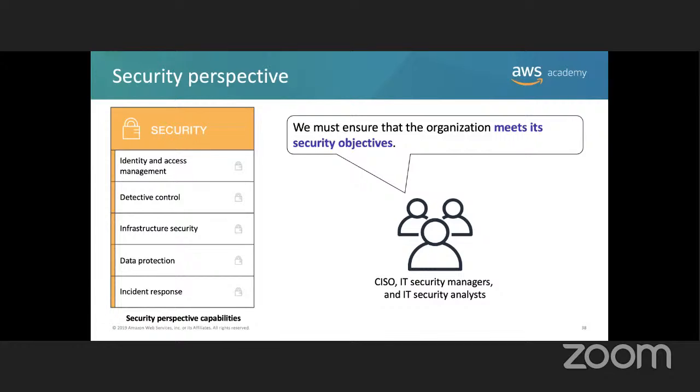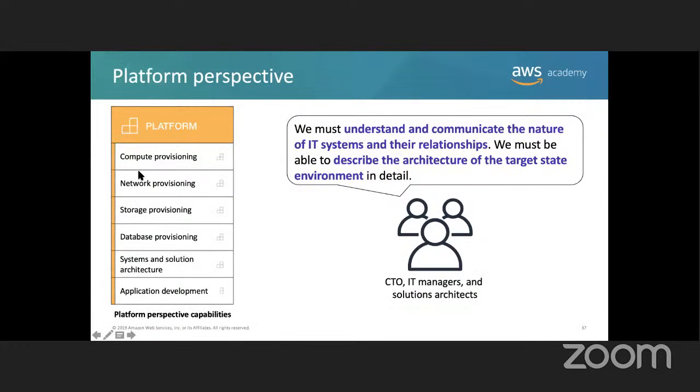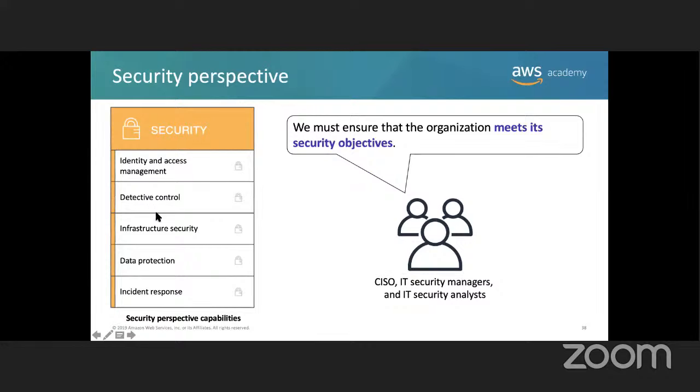Control and agility. The security perspective stakeholders can use the cloud adoption framework to structure the selection and implementation of security controls that meet the organization's needs. You see here: identity and access management, detective control, infrastructure security, data protection, incident response. If you like security, you can take some courses on security and understand AWS a little bit better, if you are into security.